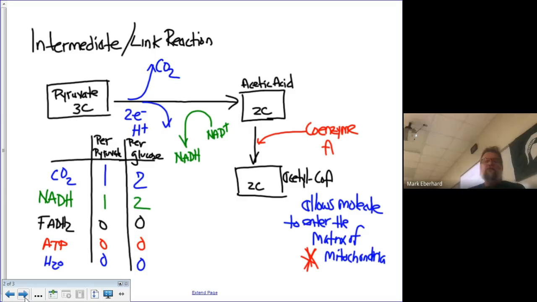So we're going to oxidize the pyruvate. Oh my gosh. Is it flashing on your screen as well? Yeah. All right. Hopefully nobody has epilepsy. Okay. It's like a strobe light here.